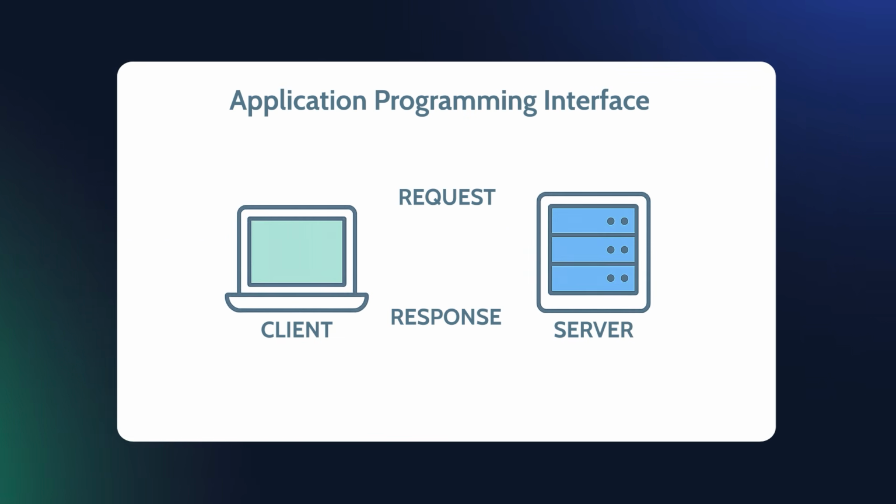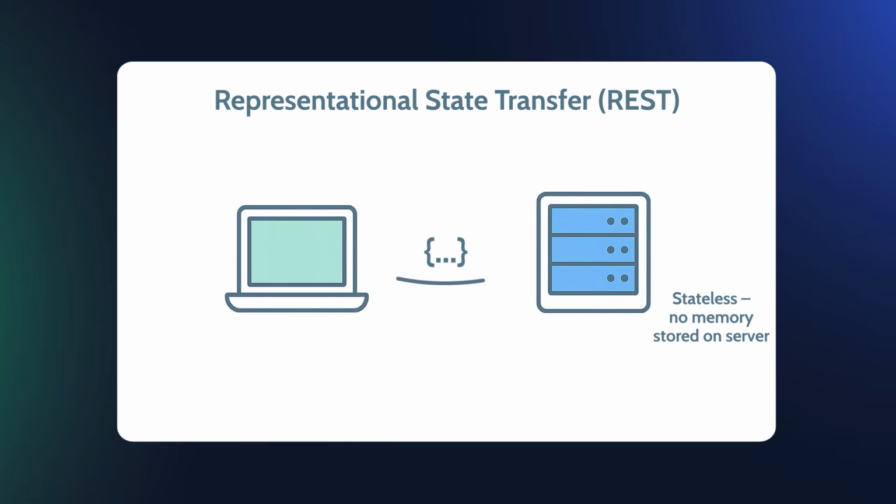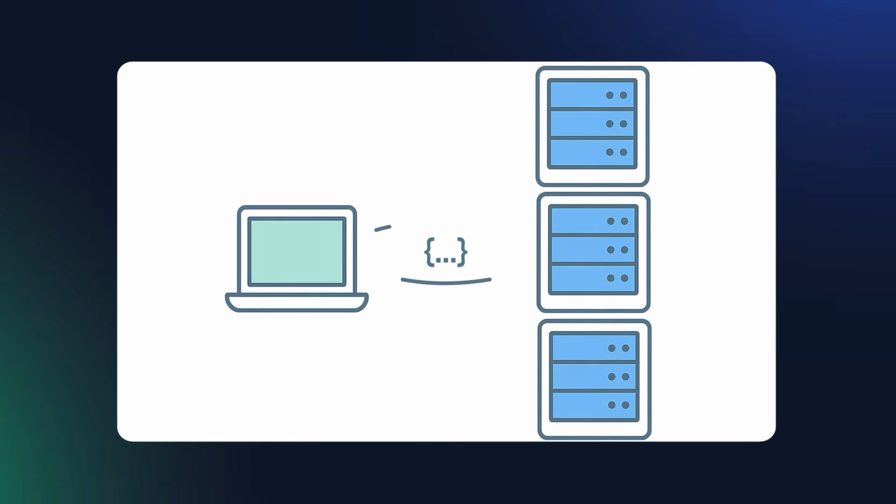REST API is the most common API format on the web. It is stateless. Each request carries everything it needs, so the server doesn't store session data. This makes it simple, faster, and easy to scale across many servers.